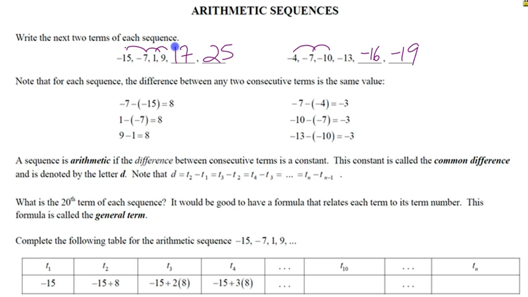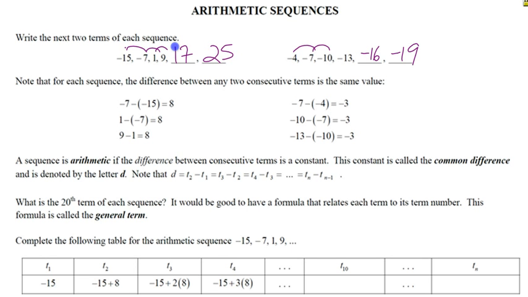So a sequence is arithmetic if the difference between consecutive terms is constant. This constant is called the common difference, is denoted by the letter D, and D is equal to T2 minus T1, or T3 minus T2, or T4 minus T3, and ultimately T sub n, any term, minus T sub n minus 1, which is just a way of saying a term and the previous term. What is the 20th term of each sequence?